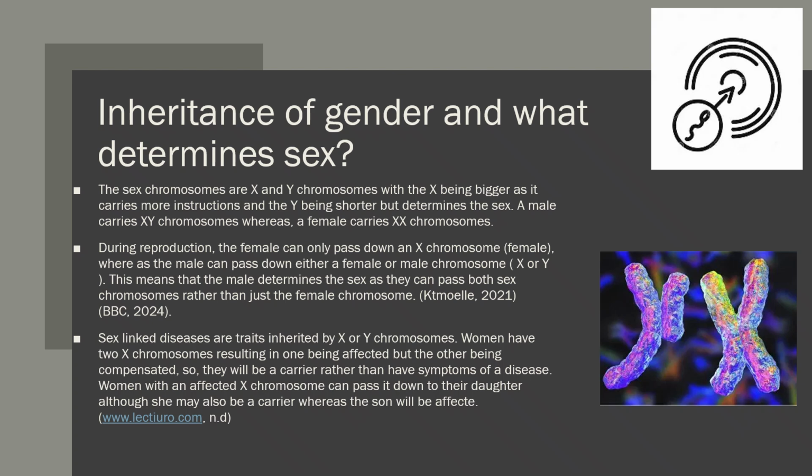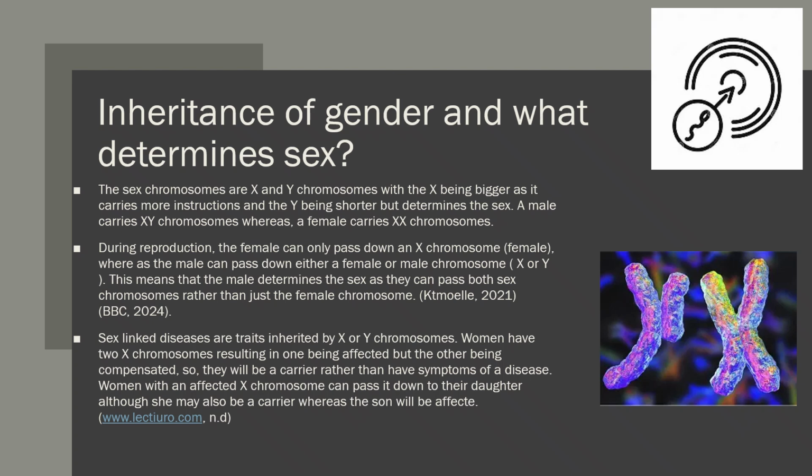What determines gender and its inheritance? The sex chromosomes are X and Y. X is bigger as it carries more instructions, and the Y being shorter but determines the sex. A male carries XY chromosomes, whereas a female carries XX chromosomes. During reproduction, a female can only pass down an X chromosome, whereas a male can pass either an X or Y, which is a female or a male chromosome. This means that the male determines the sex as they can pass both sex chromosomes rather than just the female chromosome. This means that the ratio of female to male is still 50-50.